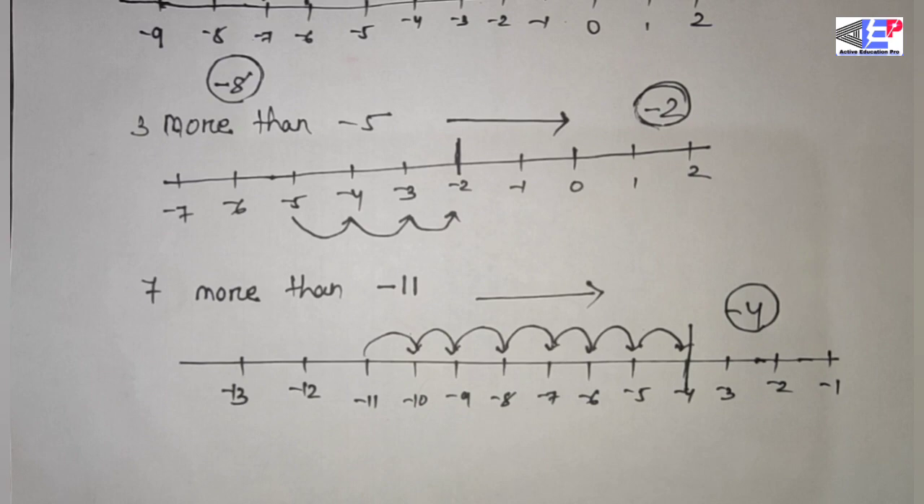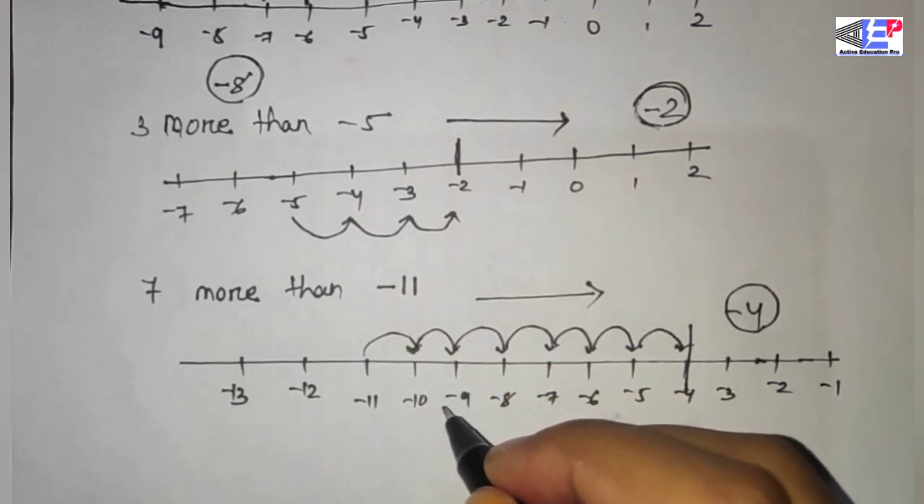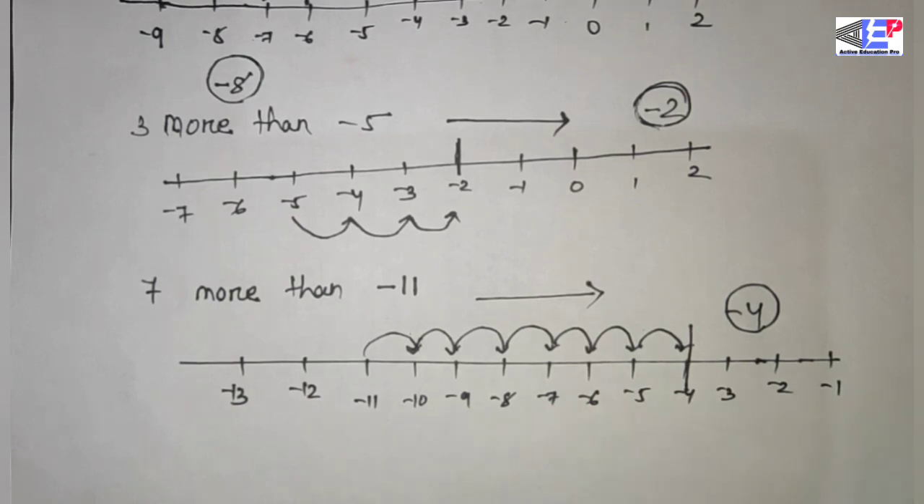And another thing, please denote with an arrow mark so that you will know your direction, in which direction you move, left to right or right to left. When you present an integer on a number line, always have an arrow mark so that we are aware of the direction in which you move. 7 more than minus 11.